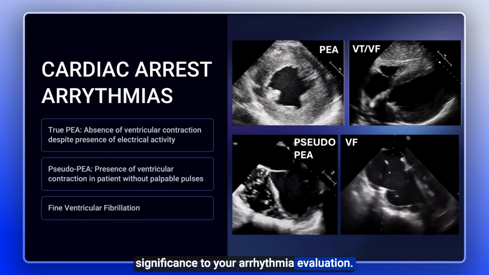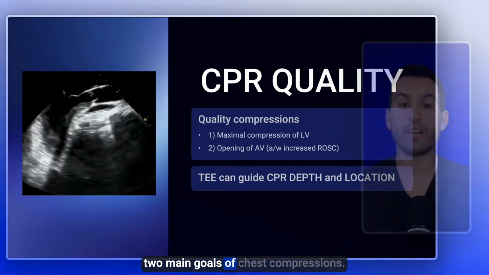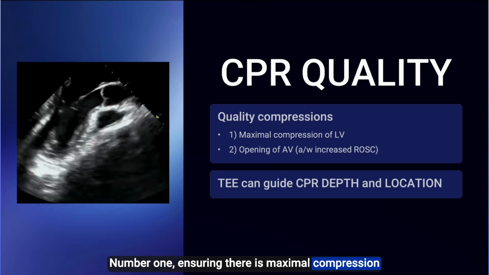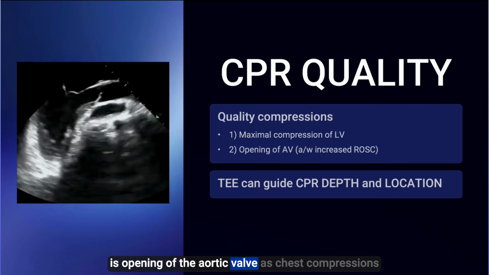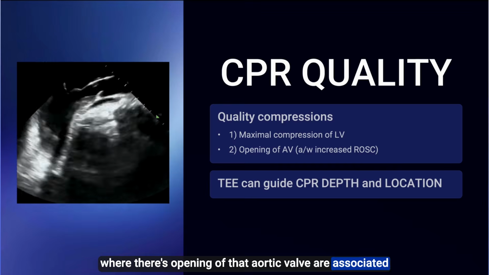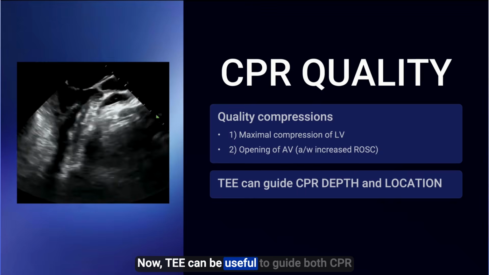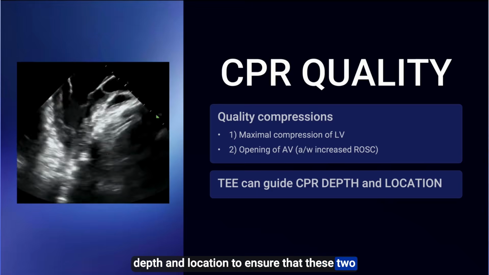When it comes to CPR quality, there are two main goals of chest compressions. Number one, ensuring there is maximal compression of the left ventricle, and number two, making sure there is opening of the aortic valve, as chest compressions where there's opening of that aortic valve are associated with increased return of spontaneous circulation.